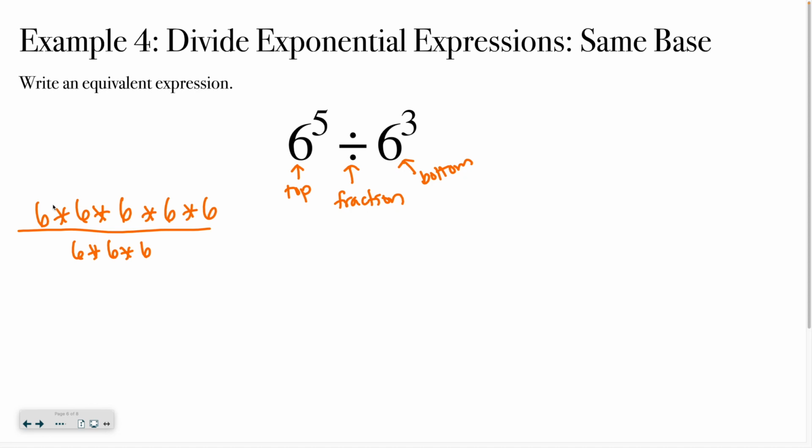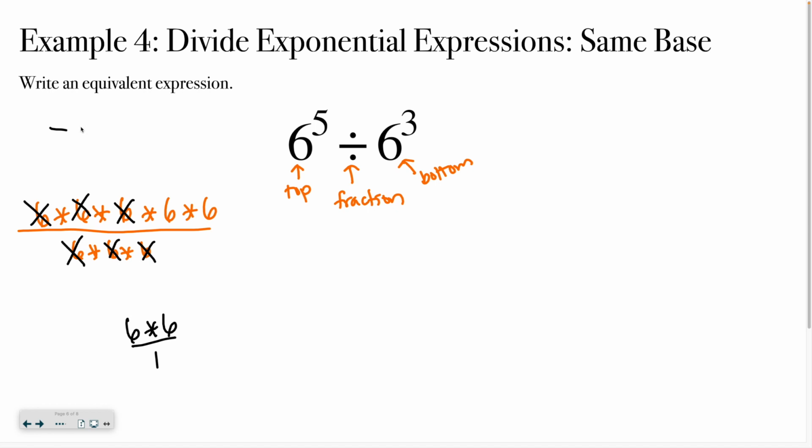When you have something that repeats with multiplication on top and bottom, you get to cross it off. So you can see I have a 6 on top, 6 on bottom, 6 on top, 6 on bottom, 6 on top, 6 on bottom. And then I don't have anything else left on the bottom, so I know I can't simplify anything else. But what I do know from that is that I'm left with 6 times 6 on the top, and then the bottom would become a 1.